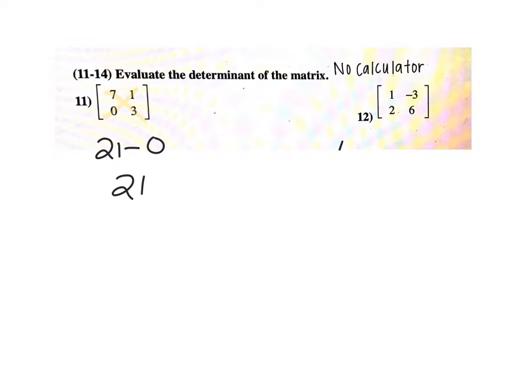Second, we'll do the same thing. 1 times 6 is 6. 2 times negative 3 is negative 6. Subtract. That's 12. All there is to those.